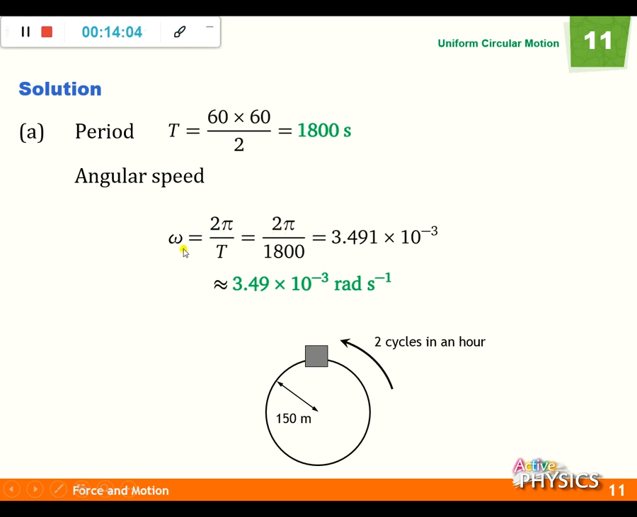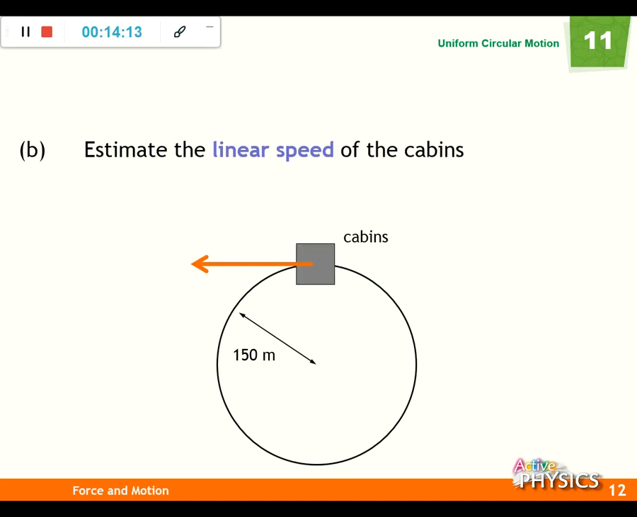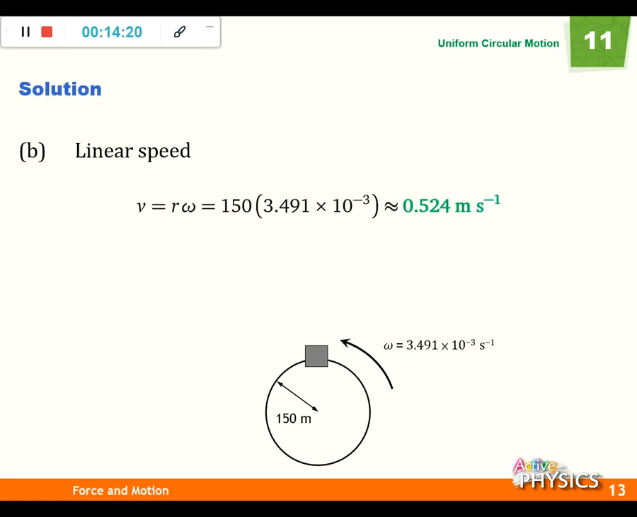Then we can find out the angular speed should be this. Pay attention to the unit. It should be radian per second. Part B. How about the linear speed? Linear speed, you can apply the formula relating linear and angular. It should be r omega. In part A, we know omega. We know that the radius should be this.